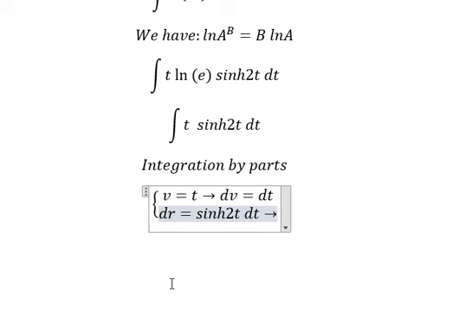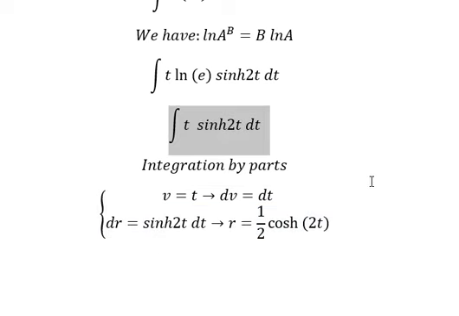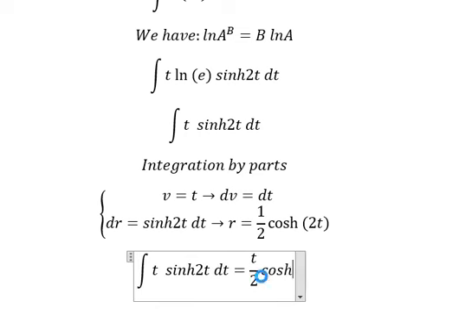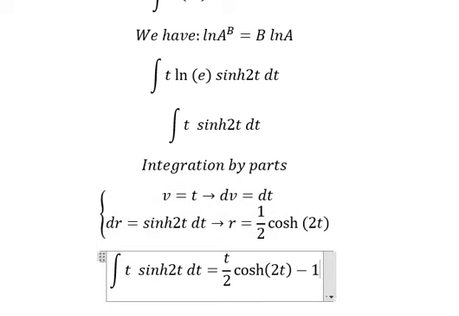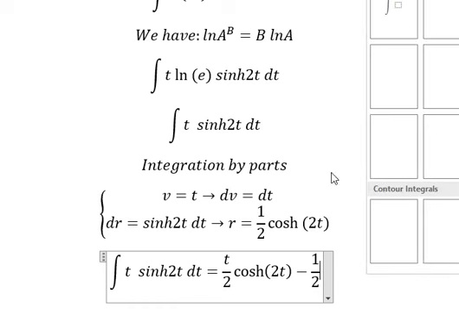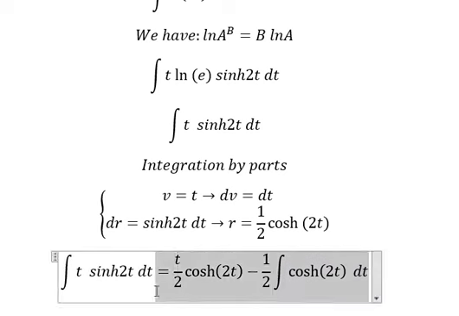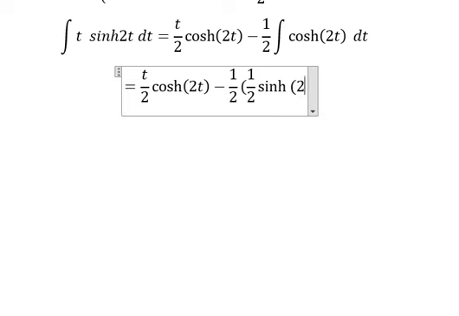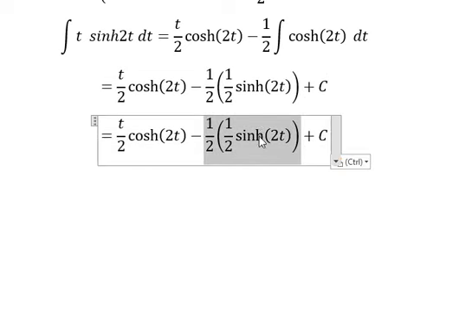So the integration of this one is 1 over 2 cosh 2t. So we have v multiplied by r. So we have t over number 2 cosh 2t minus dv multiplied by r. So we have 1 over 2, and we have the integration of cosh 2t dt. And now the integration of this one is 1 over 2 sinh 2t, and I will put c. So number 2 and number 2 we have number 4.